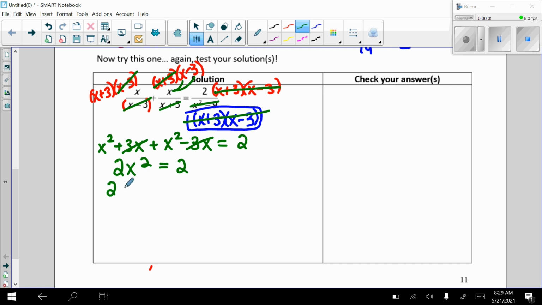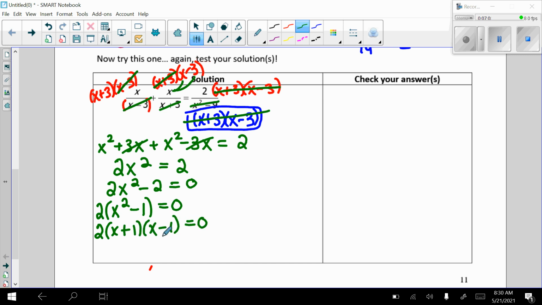I'm going to move everything to the same side of the equation and solve this. Now let's remember how we solve. First thing we check, is there a GCF? Yep, we can take out that 2. Now we're going to see, can we factor this? You bet we can. It's going to be x plus 1 times x minus 1. Okay, we would set each of those equal to 0. Of course, 2 cannot equal 0. When we solve this, we get that x equals negative 1 and x equals positive 1. We have 2 answers.